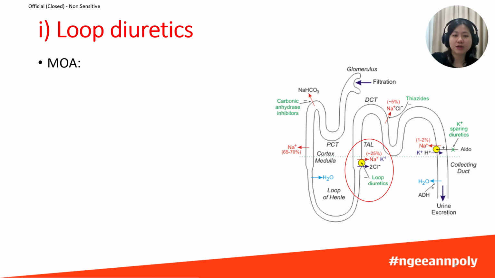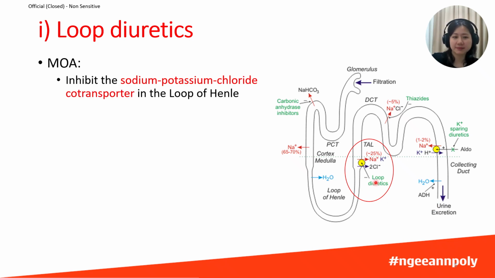Let's first look at loop diuretics. Loop diuretics work on the loop of Henle. If we look at the diagram, the loop of Henle is here. There is a thin descending limb, a thin ascending limb, and a thick ascending limb. In the thick ascending limb of the loop of Henle, there are sodium-potassium-chloride co-transporters which pump sodium, potassium, and 2 chloride ions out of the tubule to be reabsorbed into the blood.